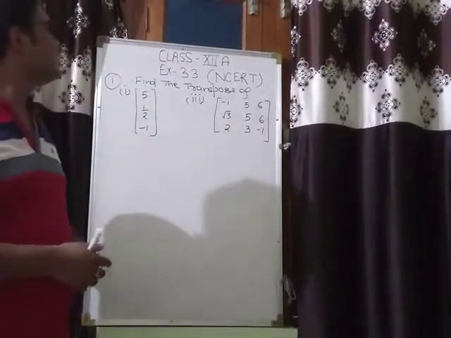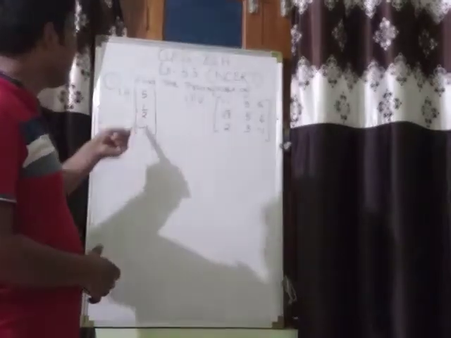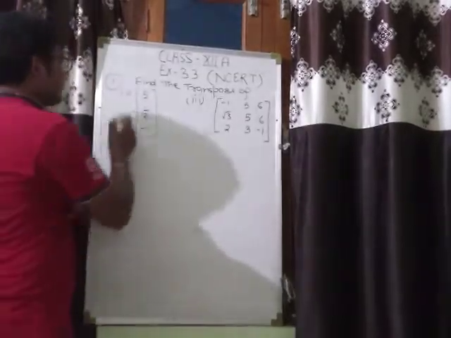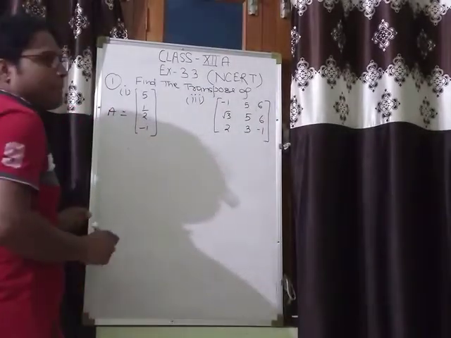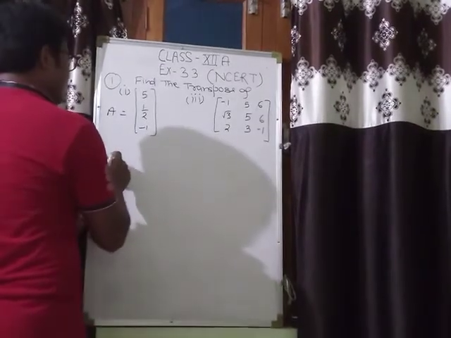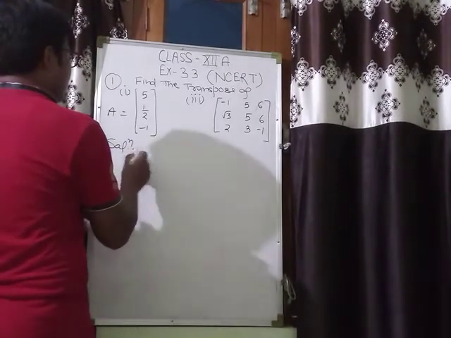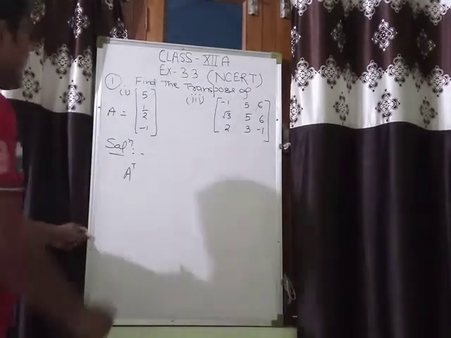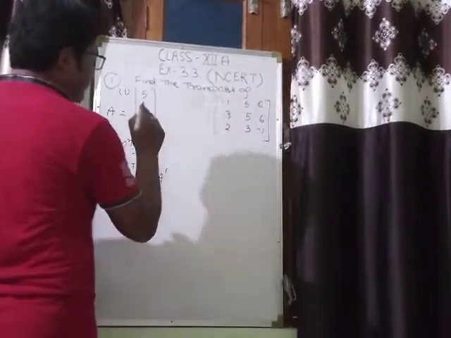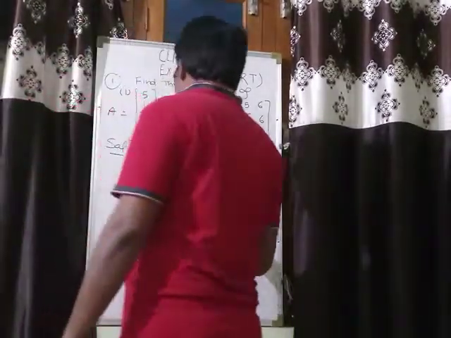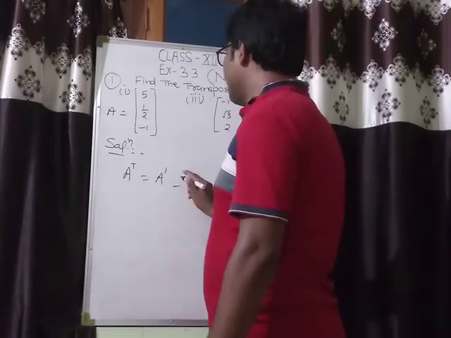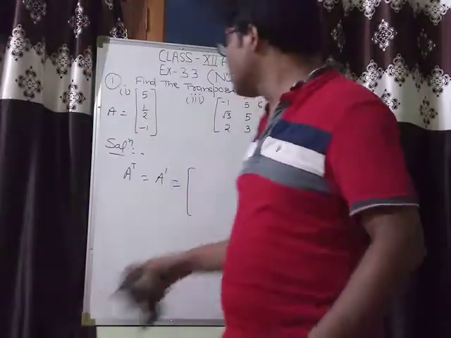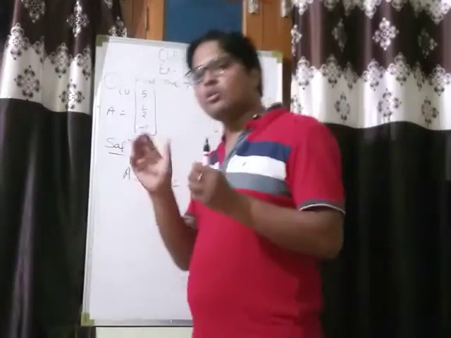Read question number 1 of exercise 3.3. Find the transpose of the first one and the third one. The second will be homework for you. Suppose this matrix is A. The transpose of A is generally represented by A transpose, or also by A dash. So how can we find the transpose of any matrix? By interchanging their rows into columns and their columns into rows.